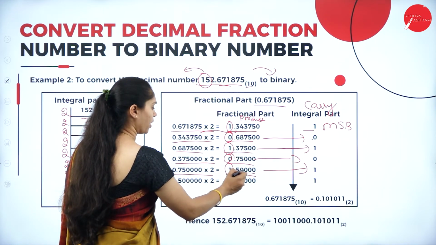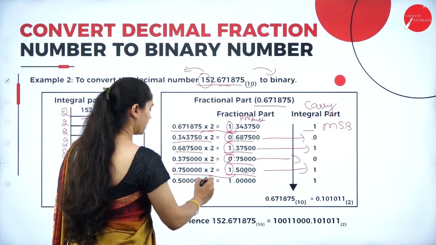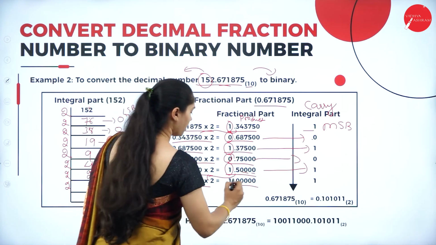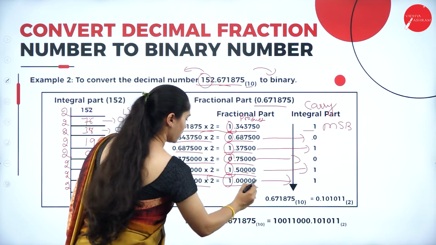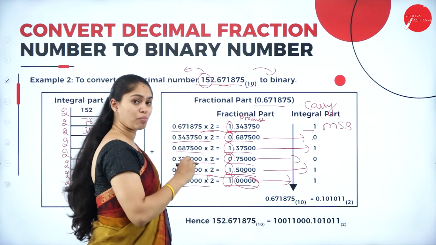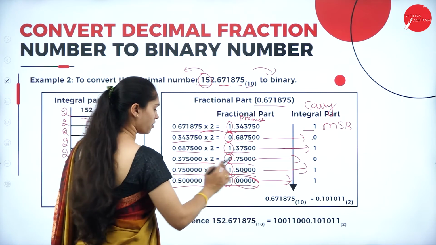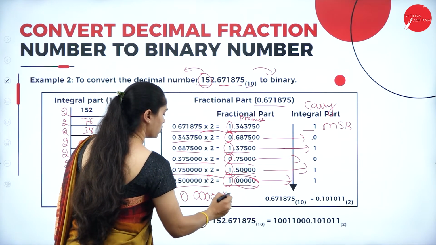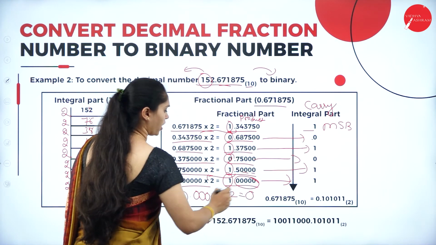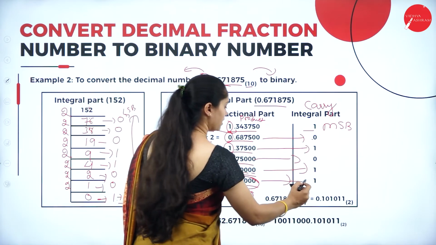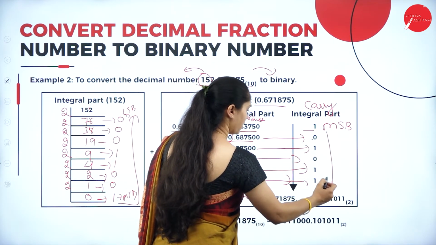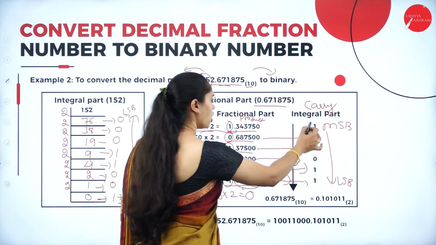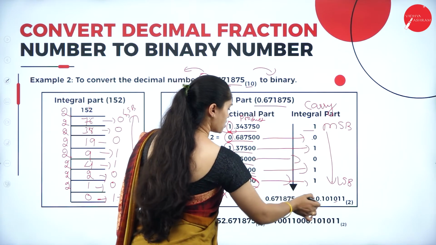Now 0.50000 will be multiplied by 2, and you get 1.00000. This 1 becomes the carry here. Now we are left with only 0.00000, which means we have 5 zeros. Though I multiply it by 2 again, I will end up with 0 only. That's why at this point we have to stop. This is the MSB, and this last one is the LSB or least significant bit. How do we write it? 101011, which is of base 2.